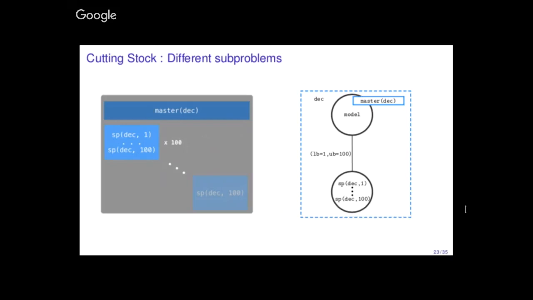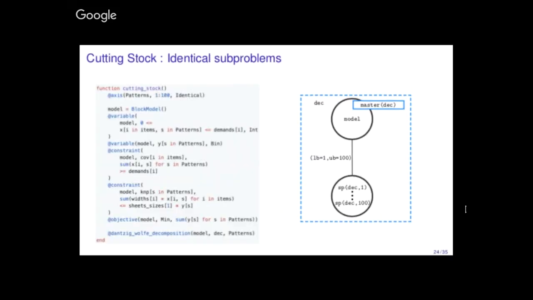And this is the decomposition tree that we define. We have here only one subproblem, and you have a lower and upper bound of how many columns you can use, of 100. The code that generates this is very simple again. The only difference from the previous one, besides the model, of course, is that you pass the identical parameters. So Coluna knows that it is identical and will solve only once instead of solving 100 times.